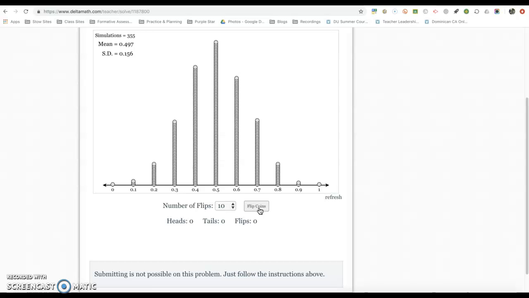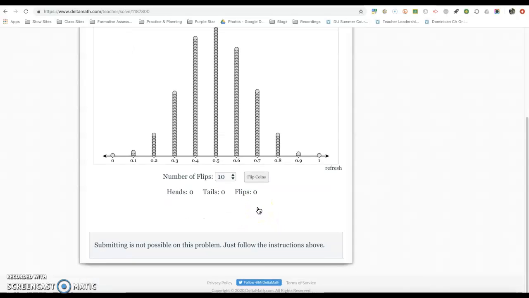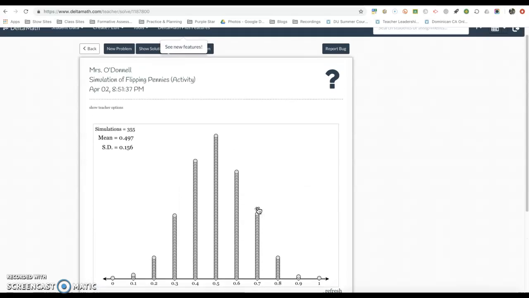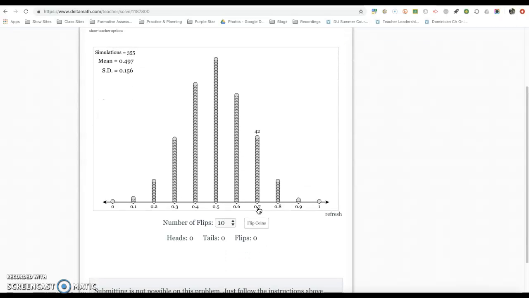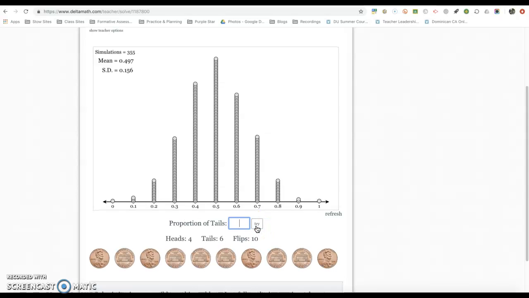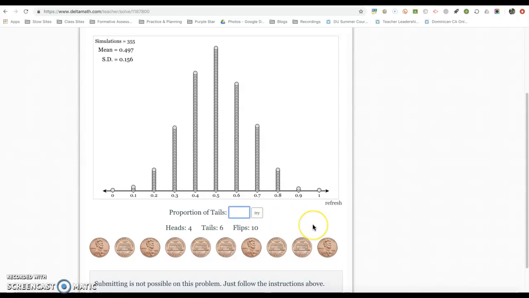Now it looks like it's adding coins. Oh, it added a coin to the 0.6. Okay, we could see here, submitting is not possible, just follow the directions. So we could try it again, right? I think you're supposed to try it like 5 times, so that's what I asked you guys for, is like 5. So proportion of tails, so let's see here. We got 1, 2, 3, 4, 5, 6 tails, and that's out of 10 again. So 0.6 again.